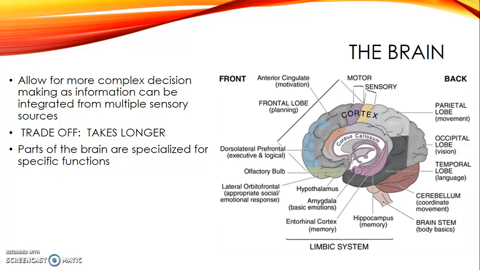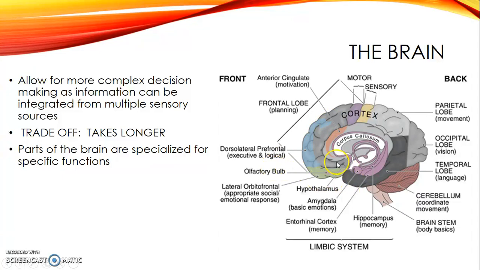In the previous course, you had to memorize what the parts of the brain do. But if you take a look, parts of the brain are specialized for specific functions. You have the occipital lobe, which we're going to talk about today, which is for vision. The temporal lobe deals with language. The motor cortex deals with movement. Olfactory bulbs here deal with sensing smell.